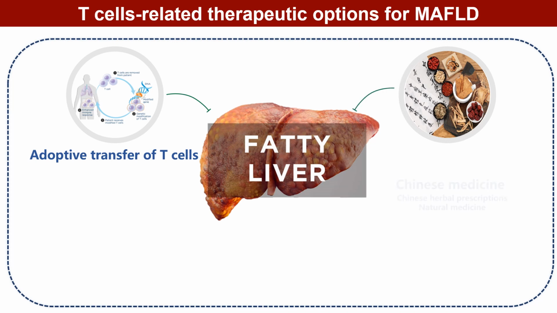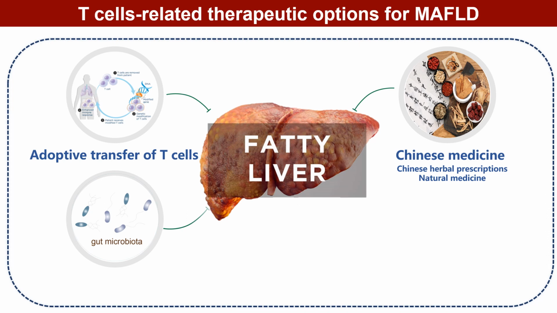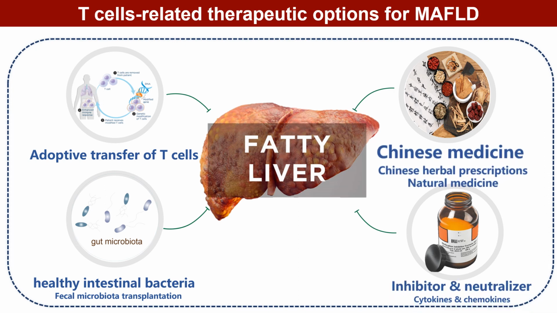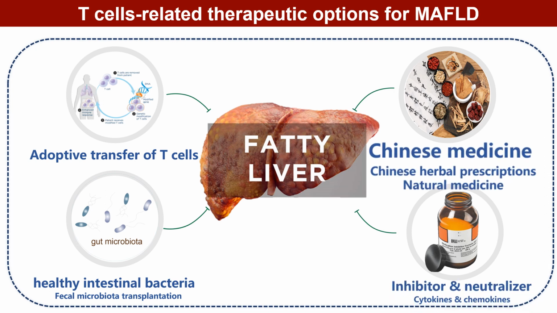intestinal flora homeostasis, and pointed out several T cell-based treatments, including but not limited to adoptive T cell transfer, fecal flora transplantation, and drug therapy, such as the use of cytokine or chemokine inhibitors or neutralizers. It is especially emphasized that natural products and Chinese herbal compounds can not only regulate T cells, but also regulate the balance of bacteria to treat MAFLD and restore the healthy state of the liver.